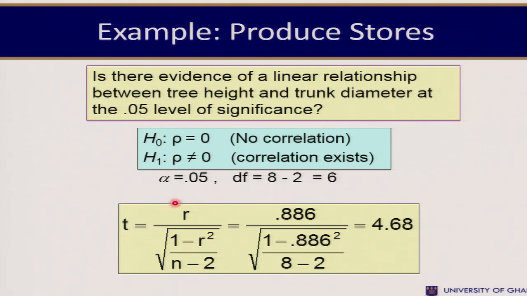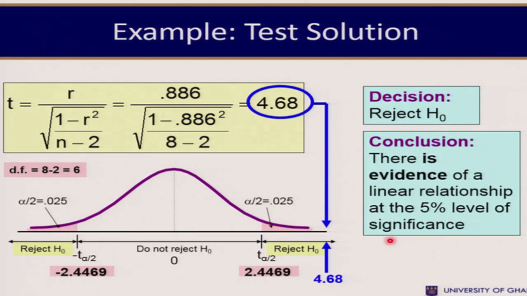And hence our test statistic is r over the square root of (1 minus r squared) over (n minus 2). Based on that, we get 4.68. Our critical value is t alpha over 2, n minus 2 degrees of freedom. Because this is a two-tailed test, we are going to have plus or minus 2.4469.